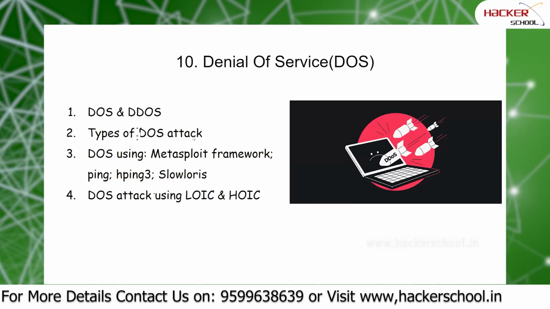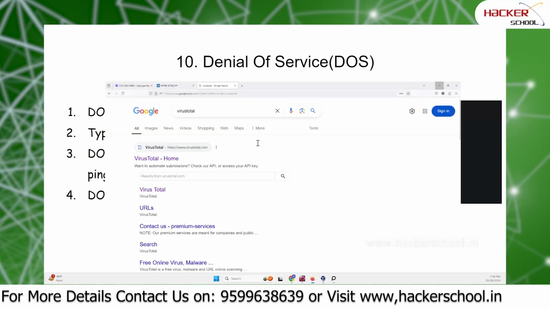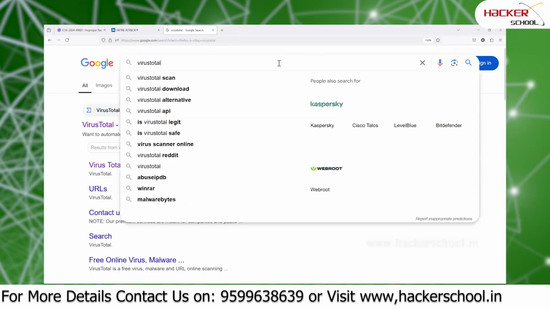And we'll do the same thing using different techniques. We'll be using a basic ping utility to do that, and we'll be using hping3. I'll be showing you HOIC and LOIC, low orbit ion cannon and high orbit ion cannon. And we'll be using Slowloris. Slowloris is a really famous utility. Let me show you.